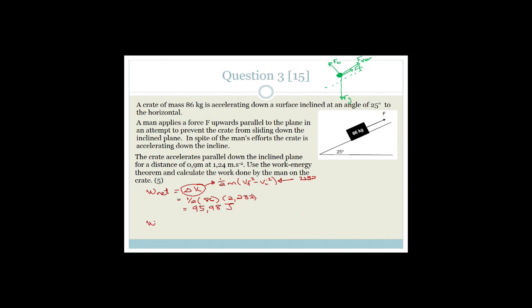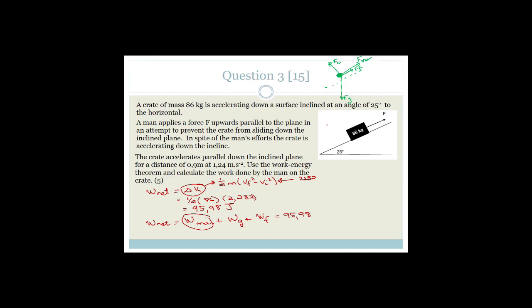But let's talk about the net work. The net work done is equal to the work done by the man plus the work done by gravity pulling it down the slope. Plus, and I'm doing pluses because remember we're always looking for the sum of everything, always, plus the work of friction, okay? And this is the one that we're trying to work out, okay? But all of this is equal to 95.98, okay?